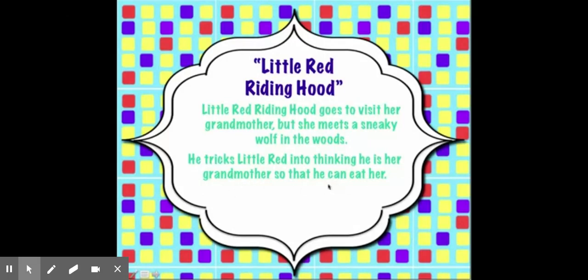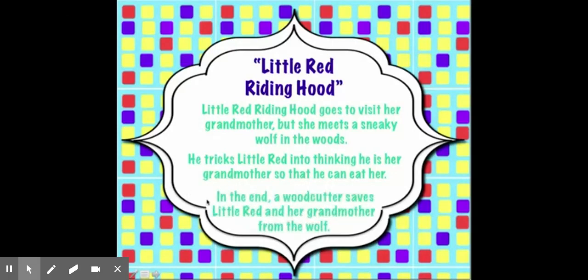Is she going to fall for it? Is she going to get eaten? Let's continue. In the end, a woodcutter saves Little Red and her grandmother from the wolf. Now, what story element is this over here? You're right, it's the solution. So we've got the main characters introduced up here with the setting. We've got the problem is that Little Red is being tricked and she might get eaten. And then the solution down here comes from this nice woodcutter that comes and saves them. So we've got all those story elements, and this only took 3 little sentences. So that's how you write a summary. They can be pretty short and sweet.